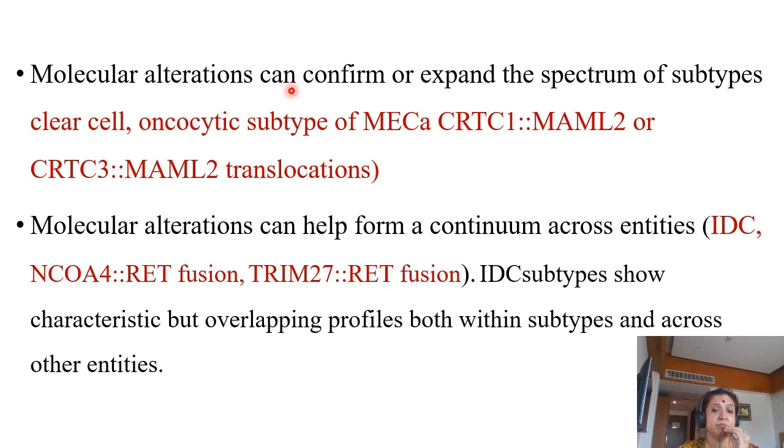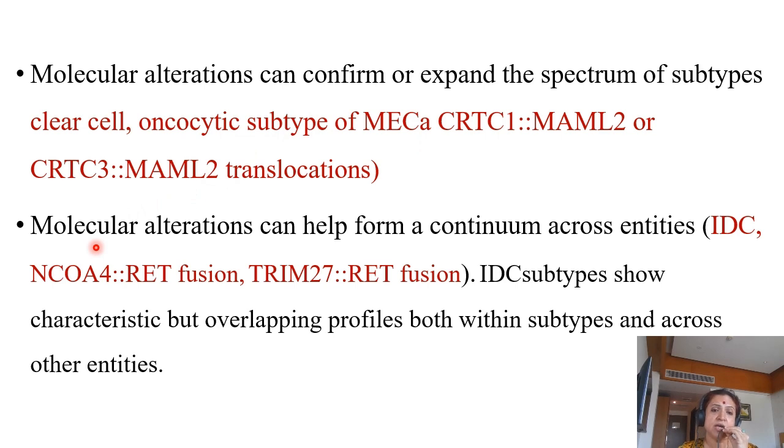Molecular alterations can confirm or expand the spectrum of subtypes. For example, mucoepidermoid carcinoma has a whole lot of subtypes like the clear cell subtype and the oncocytic subtype, which is a problem, as we may even have a differential of a benign tumor like Warthin tumor for the oncocytic subtype of mucoepidermoid carcinoma. And in such a difficult scenario, demonstration of the CRTC1::MAML2 or the CRTC3::MAML2 translocation helps to confirm that it is a mucoepidermoid carcinoma that we are dealing with.